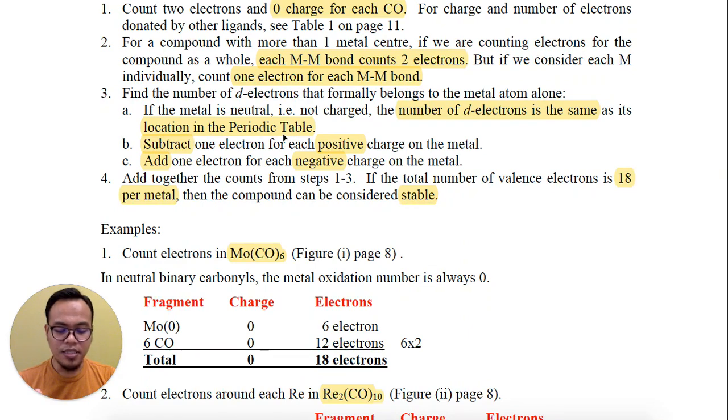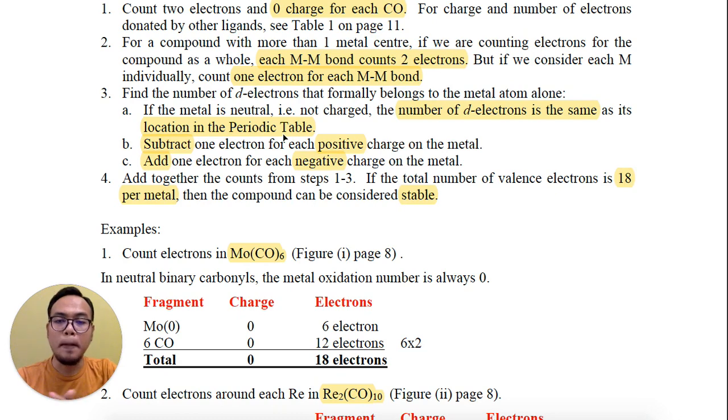Last but not least, you have to sum all the electrons up, and the number of electrons must be 18 electrons. Only then it is considered stable. If it is less than 18, it is not stable. Now, let us look at an example.